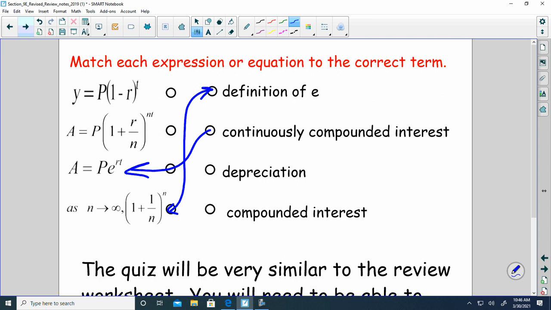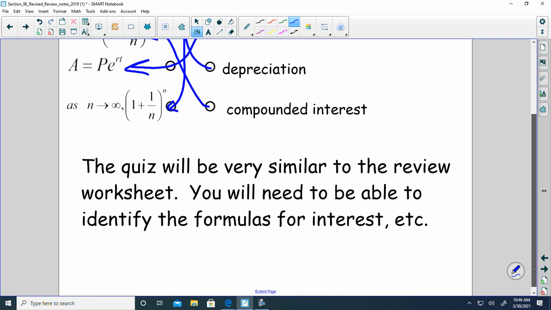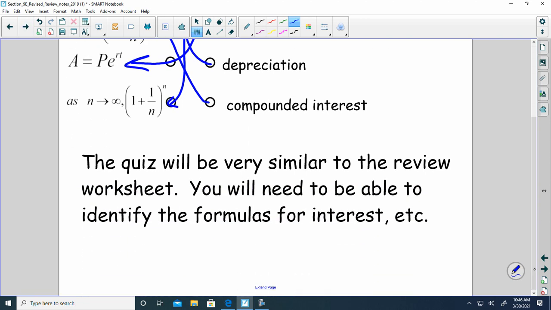Depreciation means it loses value. That means we have to have subtracted my rate. Compounded interest, compounded interest. Okay? The quiz will be very similar to the review worksheet. You will need to be able to identify the formulas, etc.